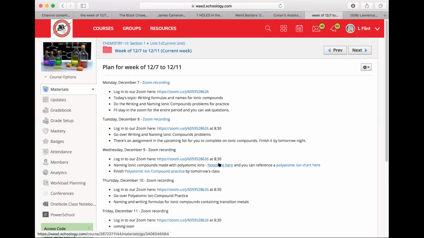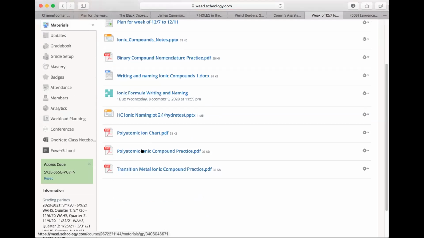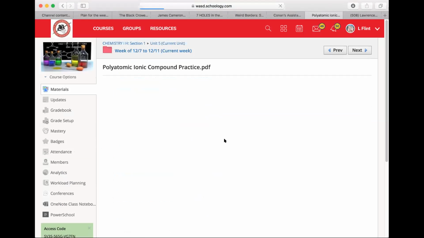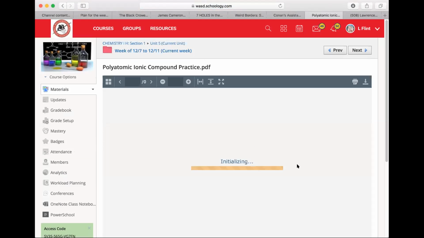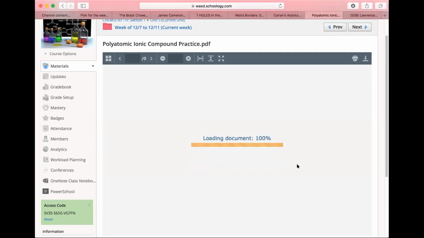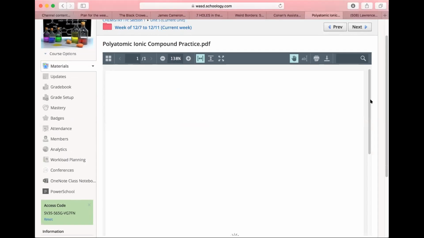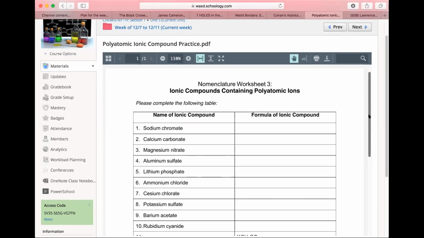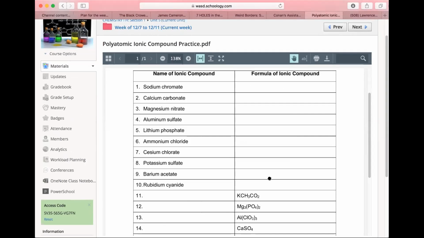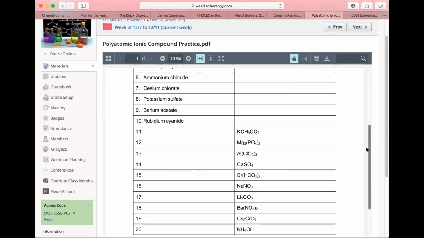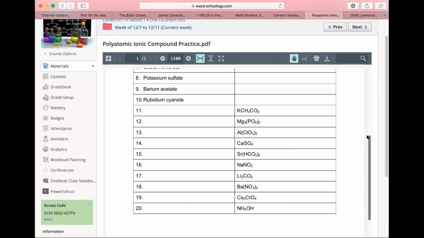I also put the link to the notes we went over, the link to the polyatomic ion chart, and the practice we just did. So what you should do, with the remaining few minutes, if you haven't done it or you're working on it right now, is finish the last few that I didn't do as examples on the practice. And then tomorrow at the beginning of the class, we'll go over that, and I'll show you how to name and write formulas for ionic compounds that contain transition metals, which are metals in the D block of the periodic table. So do 7 through 10 and the 17 to 20 as practice.